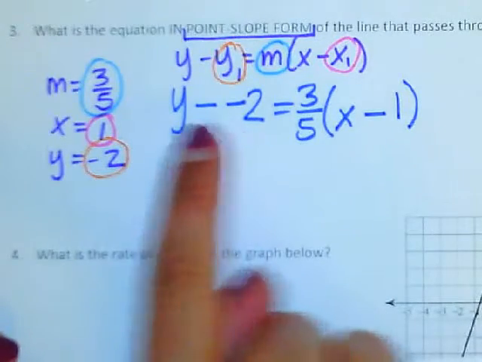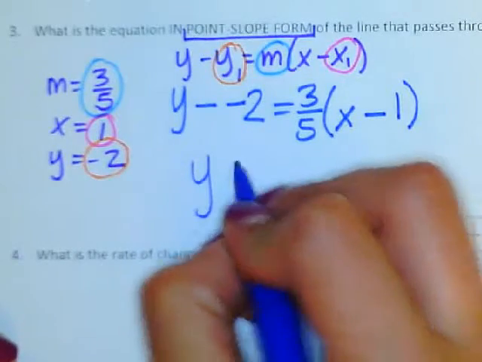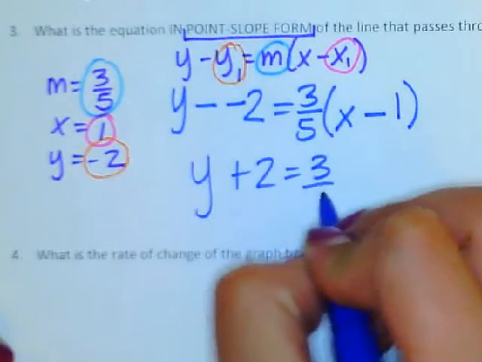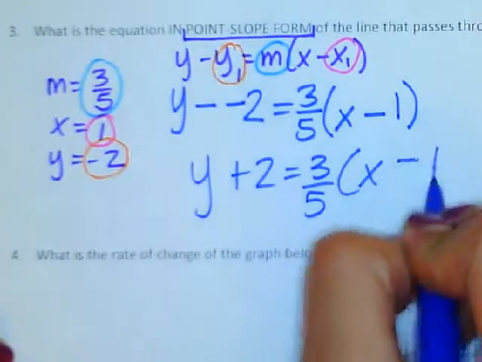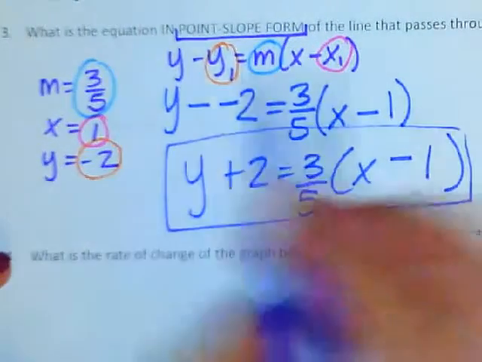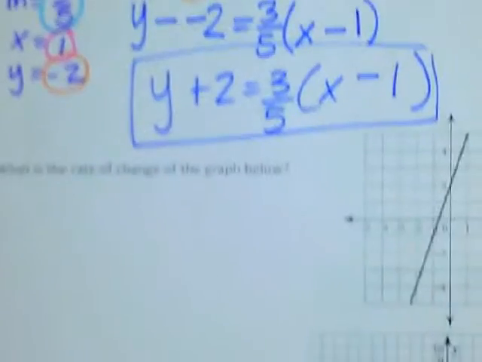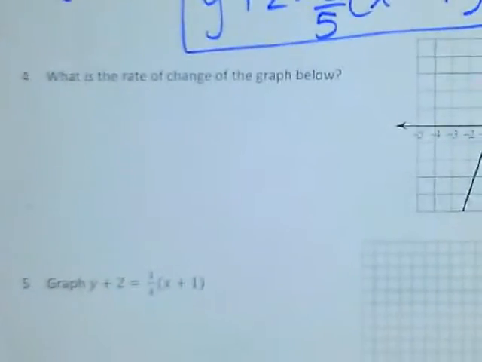except that I have these two negatives together, or minus a negative. So I have to clear that up before I'm done. And that's it. That would be the final answer because they're asking me to leave it in point slope form. I'm going to continue on to number 4 over here.